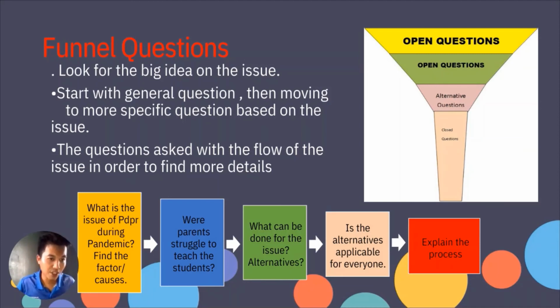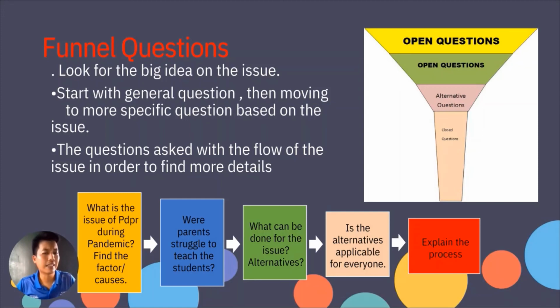And then you need to find the factors and causes. You ask yourself, will parents struggle to teach their students? Of course, they are struggling because they are living in rural areas and there's no coverage. And then, what can be done for the issue? What alternative, what intervention can you choose to overcome and tackle the problem?